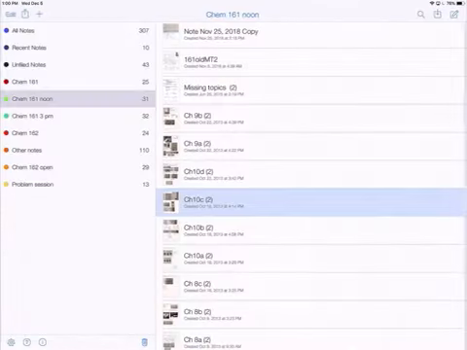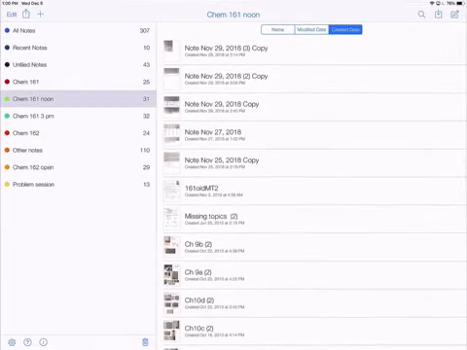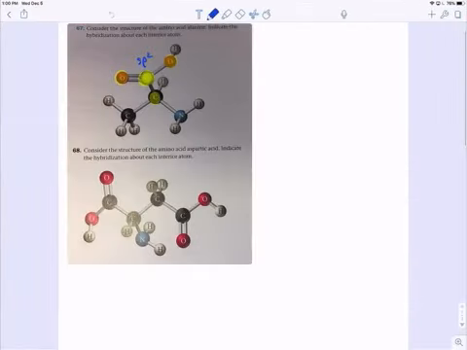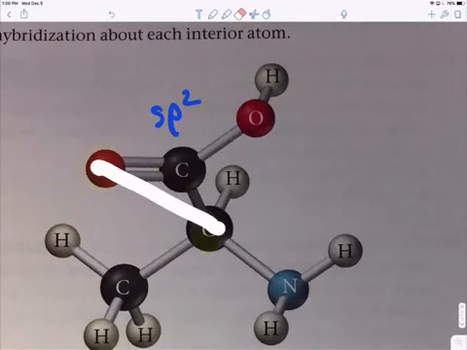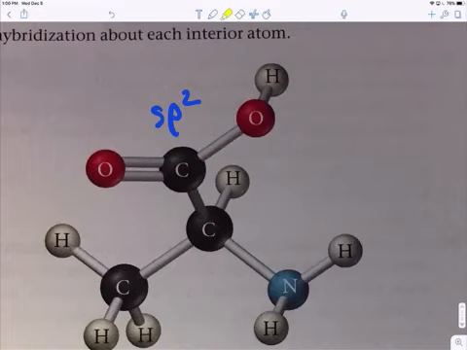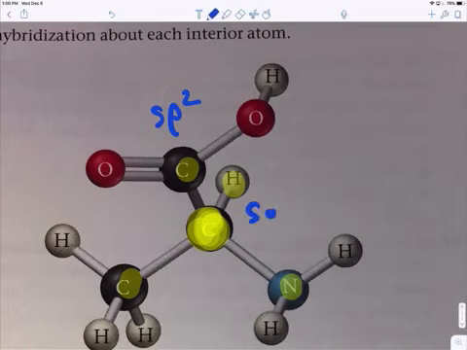Did I put SP2 or did I put SP3? Shoot. Yeah, SP2. So 3 things, all bonding is planar geometry. That one's SP2. And looking at this carbon, it has 4 things, all bonding. So that means tetrahedral geometry, which means SP3.